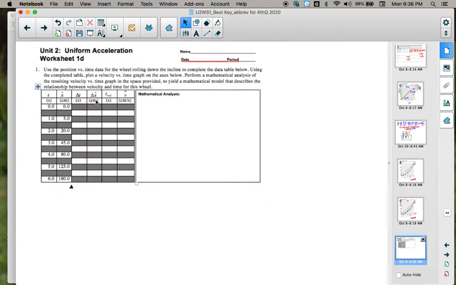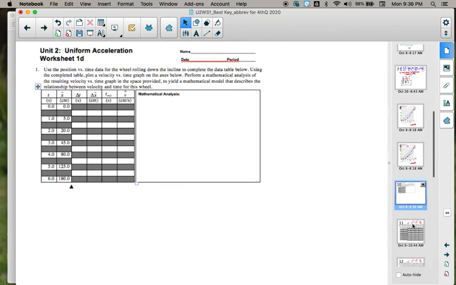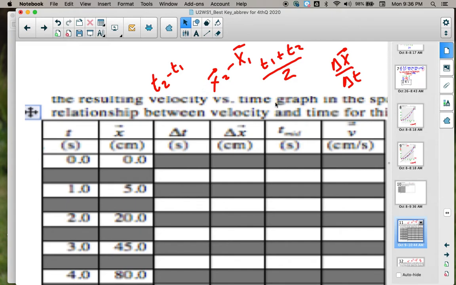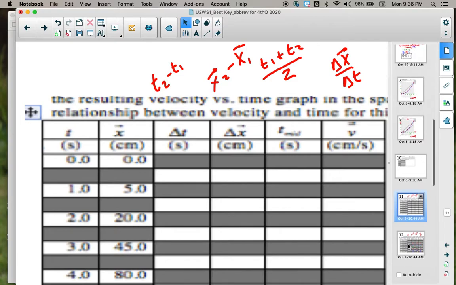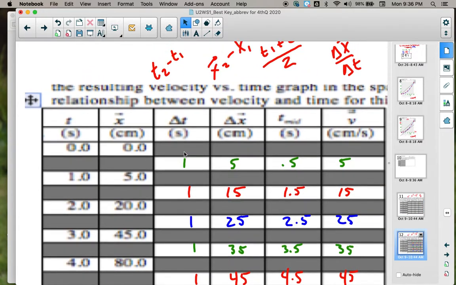Using that idea, we built this crazy chart, which had change in time, change in position, time midpoint, and average velocity. When filling these out, we came up with formulas for each one of them. And this basically came out to the idea that if you could find how much the time changed from 0 to 1 second, and how much the position changed during that 1 second, and found the time value that fit in the middle of that time interval, you would find the instantaneous velocity at that time in the middle. We filled that out with the corresponding values.